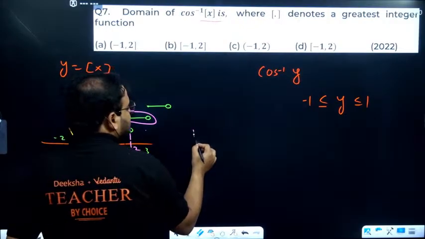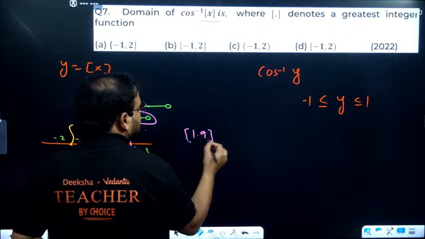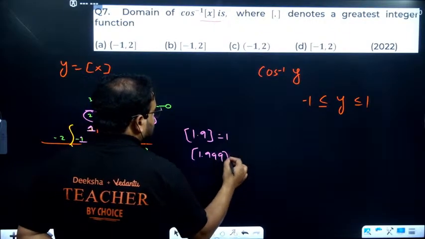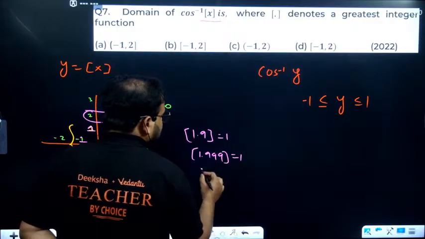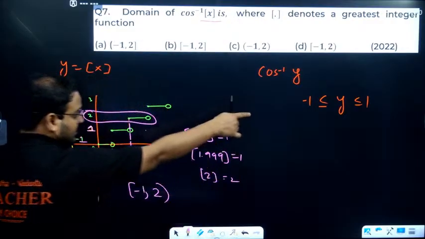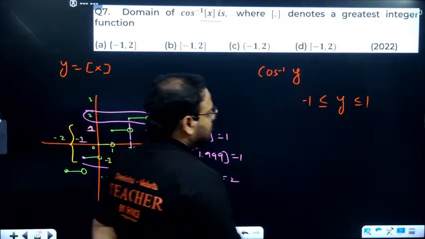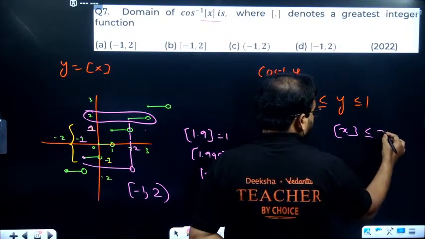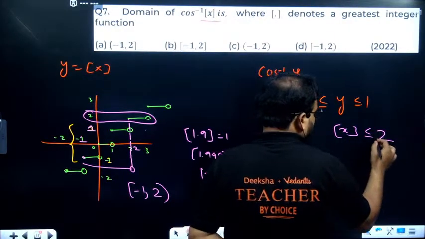What is the meaning of that? It means if I take 1.9 also in this, what is the answer? 1. If I take 1.999 also in this, what is the answer? 1. But if I take 2 over here, the answer becomes 2. But in that, this GIF value cannot go till 2. It has to limit. This is not possible.